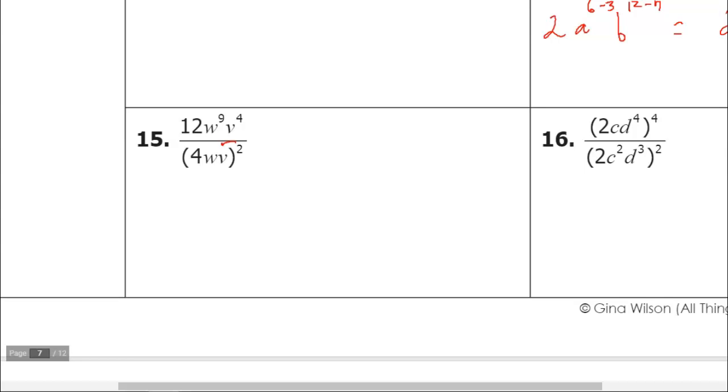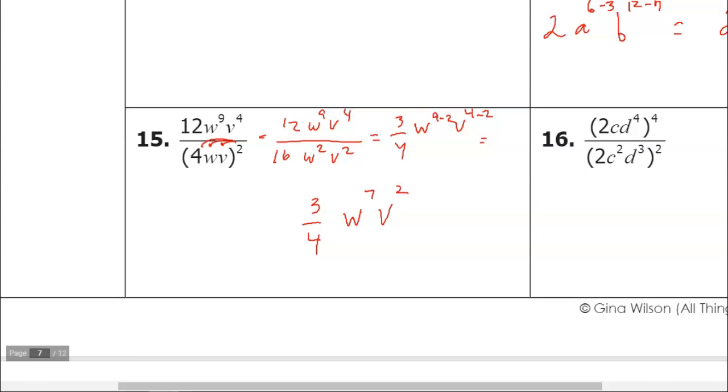Same thing, do your distributive property here. So we end up with 12, w to the 9th, v to the 4th. The top doesn't change initially. 4 squared is 16. And we have w squared, v squared on bottom. 12/16 reduces to 3/4. And then we have w to the 9 minus 2. And we have v to the 4 minus 2. So that's going to reduce to 3/4 w to the 7th and 4 minus 2, v squared.